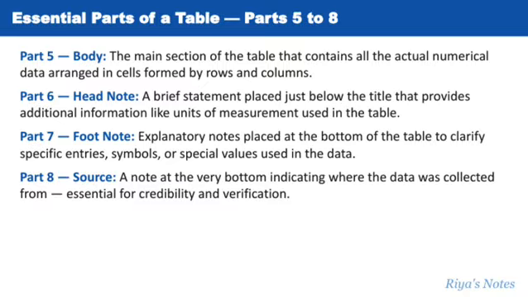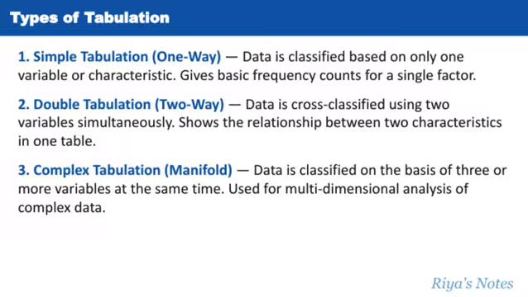Head note. A brief statement placed just below the title that provides additional information like units of measurement used in the table. Part 7. Footnote. Explanatory notes placed at the bottom of the table to clarify specific entries, symbols, or special values used in the data. Part 8. Source. A note at the very bottom indicating where the data was collected from, essential for credibility and verification. Types of tabulation.